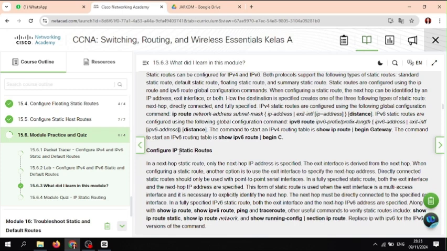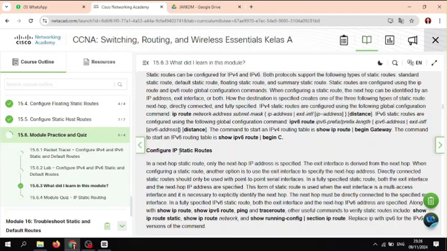Kemudian konfigurasi static routes IP static routes. Dalam static routes hop berikutnya, hanya alamat IP hop berikutnya yang ditentukan. Interface keluar berasal dari hop berikutnya. Saat mengonfigurasi static route, opsi lainnya adalah menggunakan interface keluar atau output interface untuk menentukan alamat hop berikutnya.